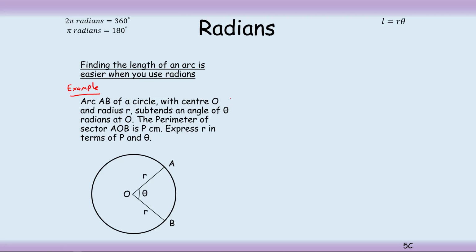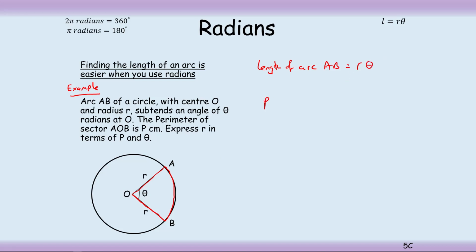Now the perimeter of the sector is this section here plus the arc plus the other radius there. So that's the perimeter we're looking at. Now we know this section is the radius, and we know the radius here. The length of the arc though, so we can say the length of arc AB is going to be equal to r theta. It's that simple.